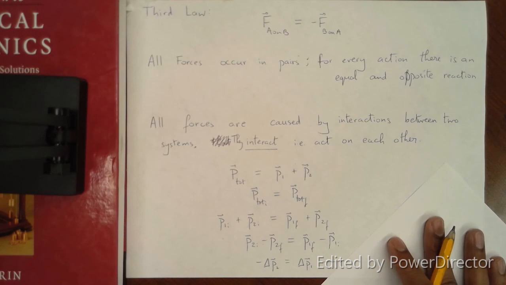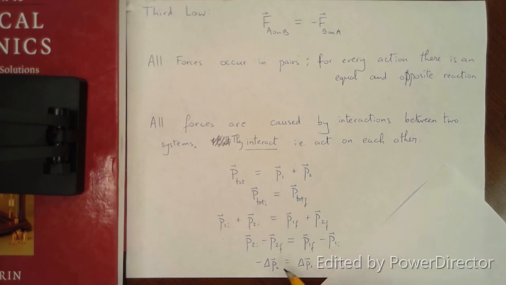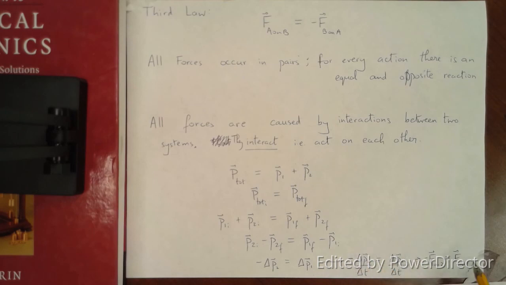Now what happened here is that they interacted with each other and exchanged some momentum. They exerted impulses on each other. Well, this takes place over some period of time, so we can divide both sides by delta t, and then take the limit as delta t shrinks to 0, so that these become derivatives. And so we find that the negative of the force of 1 on 2 is equal to the force of 2 on 1.